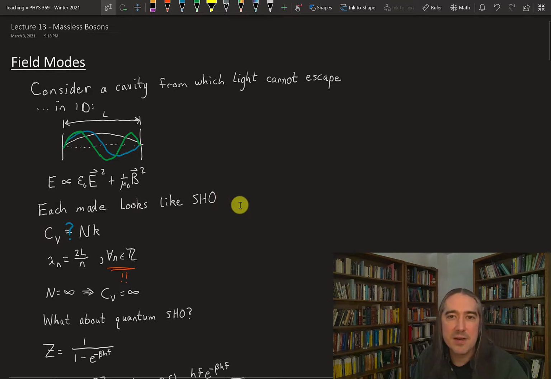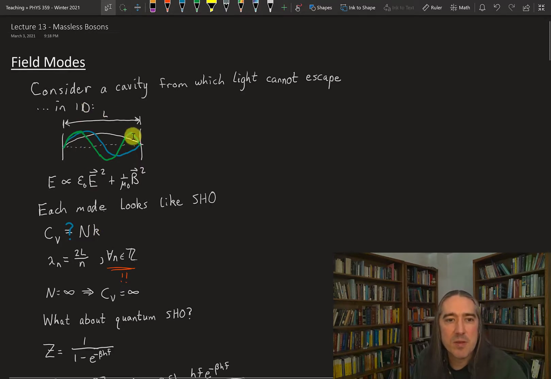Now, based on that and what we already know from equipartition, that's 2 degrees of freedom, we can say the heat capacity is going to look like N times k. So we get 1 Boltzmann constant worth of heat capacity, or said differently, at a certain temperature, we'd have kT worth of energy per mode, and then we have N modes, so we multiply it out. Great, this should be easy.